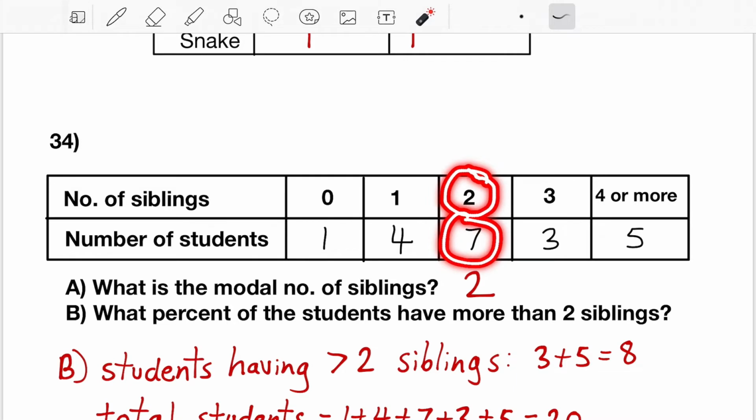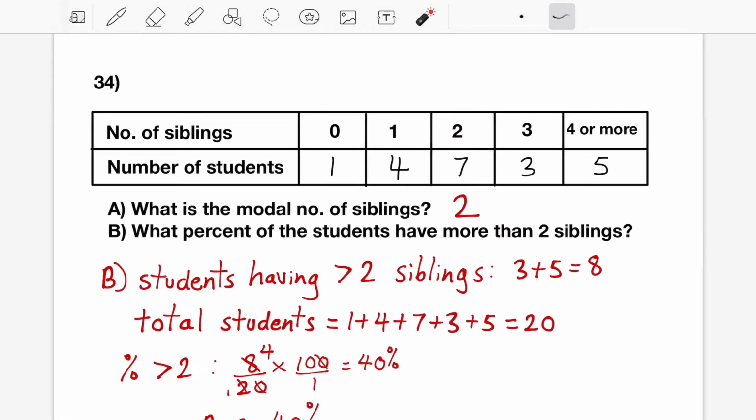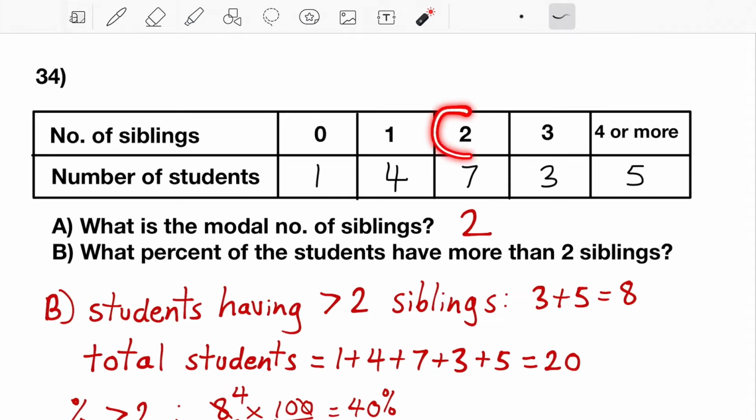Two has the highest number of students. So 7, what is the modal number of siblings? 2 will be the modal number of siblings, right? Because it has the highest number.